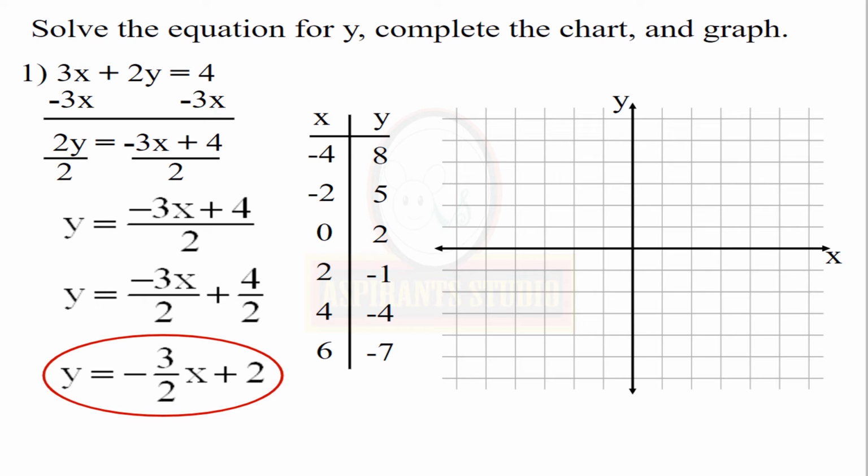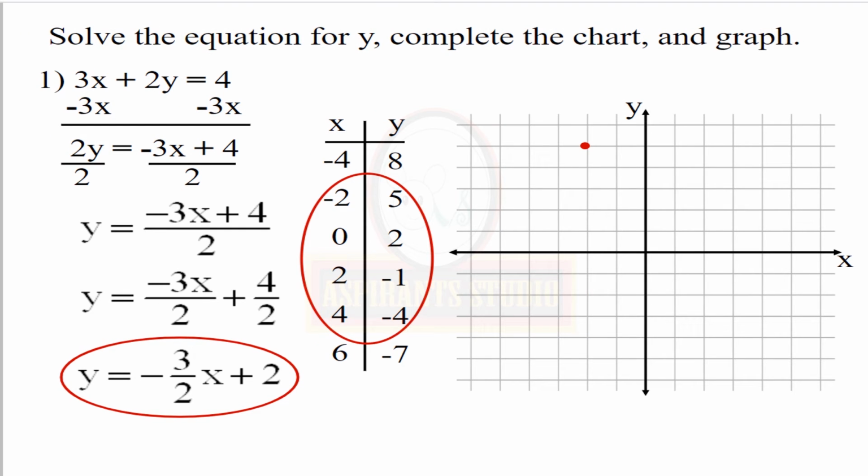When x is equal to minus 4 you get y as 8. When x is equal to minus 2 you take y as 5. When x is equal to 0 you will get y is equal to 2, put x is equal to 2, you will get y is equal to minus 1, put x is equal to 4, you will get y is equal to minus 4, put x is equal to 6, you will get y is equal to minus 7.